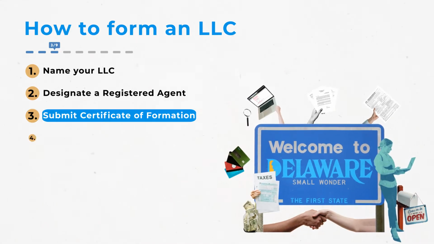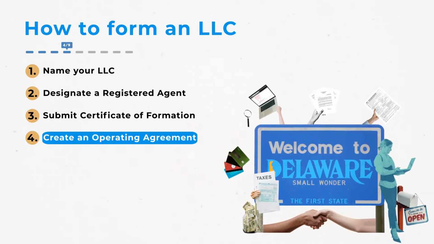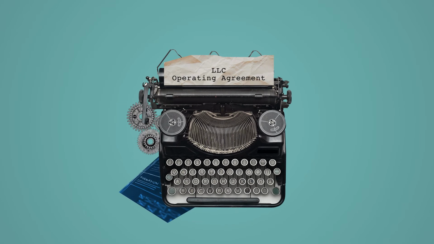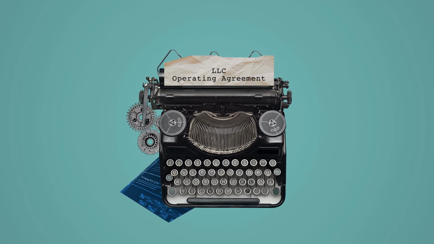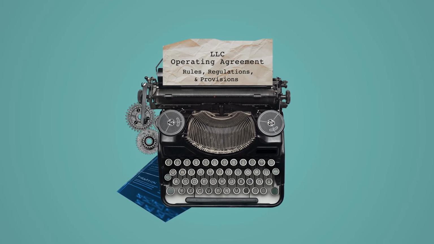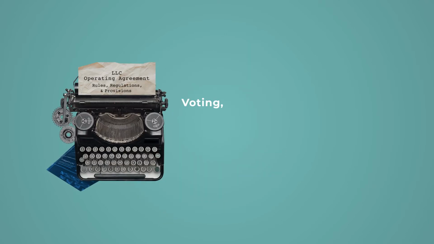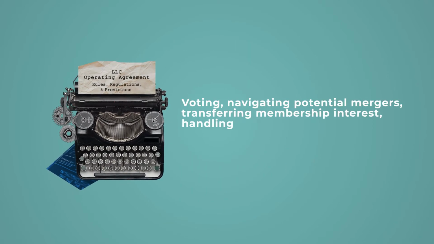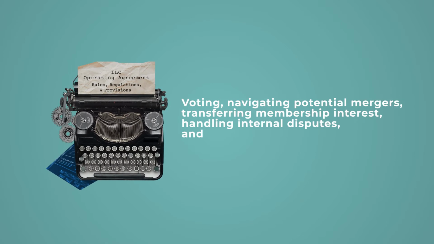What's next? Step 4, creating an operating agreement for your LLC. Your LLC's operating agreement provides all of the details for how your LLC will function and contains the rules, regulations, and provisions for voting, navigating potential mergers, transferring membership interest, handling internal disputes, and much more.